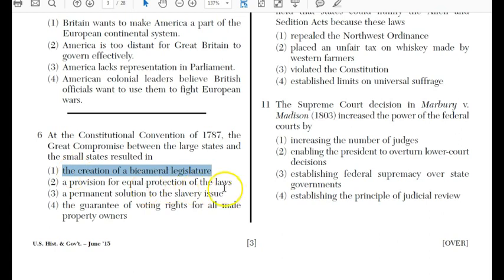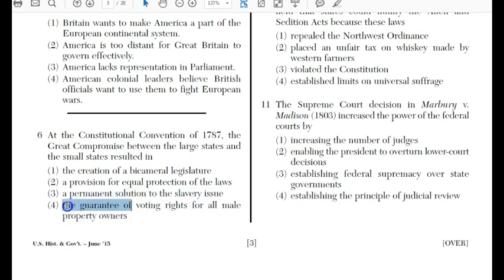Notice the other choices there. A provision for equal protection of the laws: that's the 14th Amendment, gentlemen. That comes after the Civil War. A permanent solution to the slavery issue: that is the result of the Civil War. That doesn't come till the 13th Amendment.